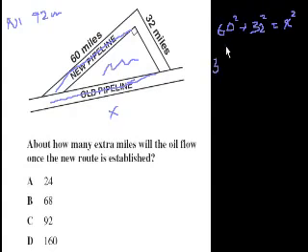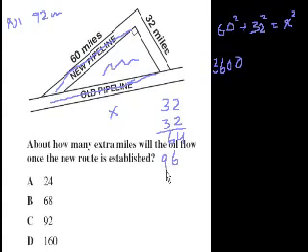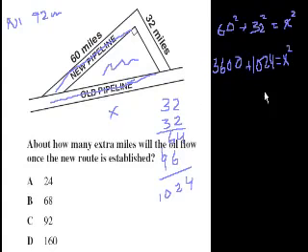So 60 squared is 3600, and 32 squared. Let's see, 32 times 32. 2 times 32 is 64. 3 times 2 is 6. 3 times 3 is 9. So it's 1024. 3600 plus 1024 is equal to x squared. So let me just switch both sides. X squared is equal to 3600 plus 1024, which is 4624.